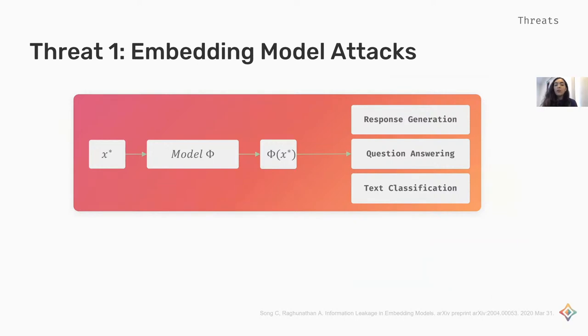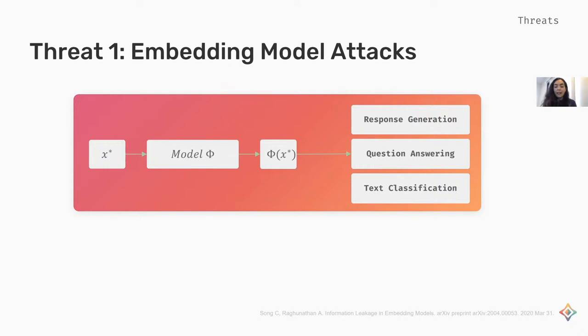Embeddings are a type of real-valued vector representations that allow words with similar meanings to have similar representations. We can learn embeddings by training an embedding model, let's call it phi. We then feed sensitive information, XA star, to phi and get the embeddings for that input. This embedding can be used for response generation, question answering, and text classification.